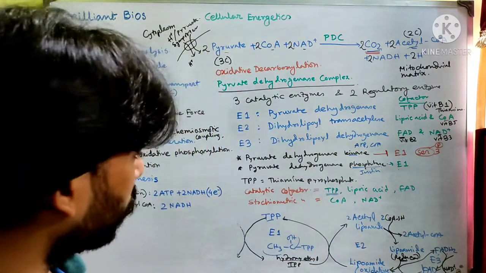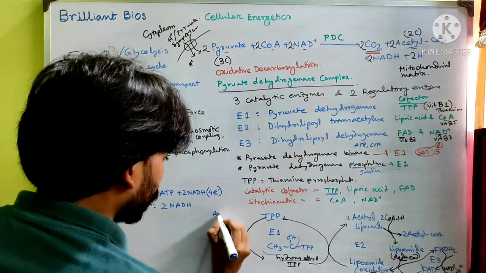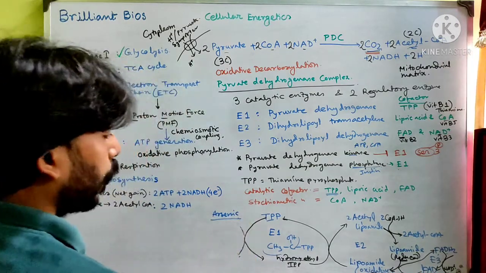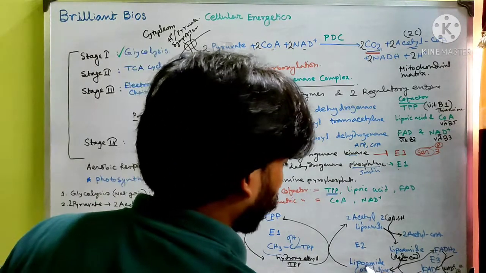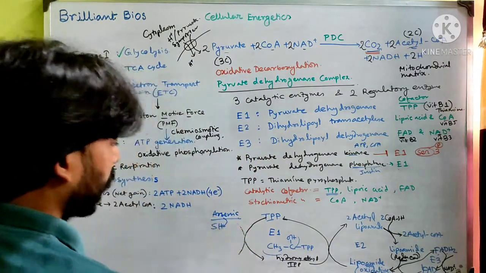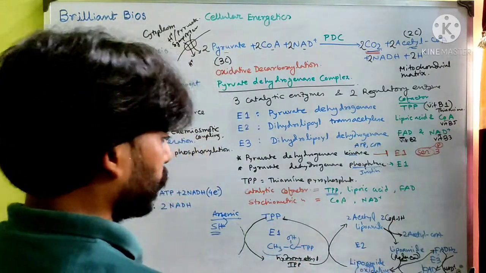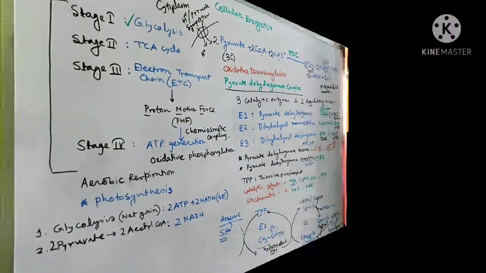Okay, I can give you another piece of information: arsenic can poison lipoamide or lipoic acid at the thiol group, that means the SH group. Arsenic can bind with the thiol group and inhibit its function as a cofactor. By this way arsenic can poison. Okay.